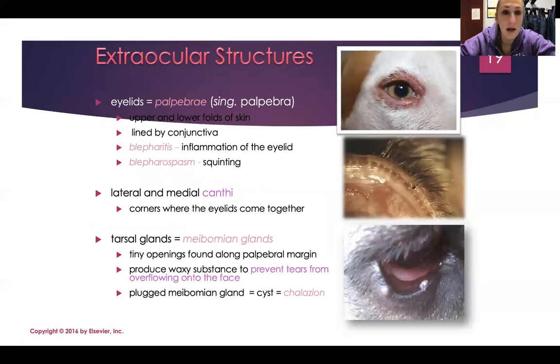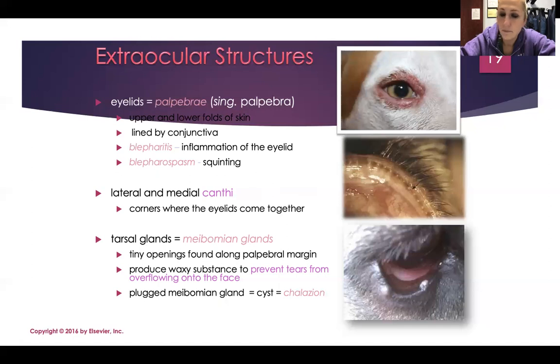Eyelids, there's that palpebra or palpebrae, if it's plural. Upper and lower folds of skin. We know what eyelids are. Lined by conjunctiva. Keep them nice and soft and moist to be able to blink and not scratch the eyeball. Blepharitis is inflammation of the eyelid, and blepharospasm is squinting. Now, canthi has to do with the corners of the eye. So the middle or medial would be the inside corner of the eye where the eyelids come together. And lateral is the outside canthi where the eyelids come together.